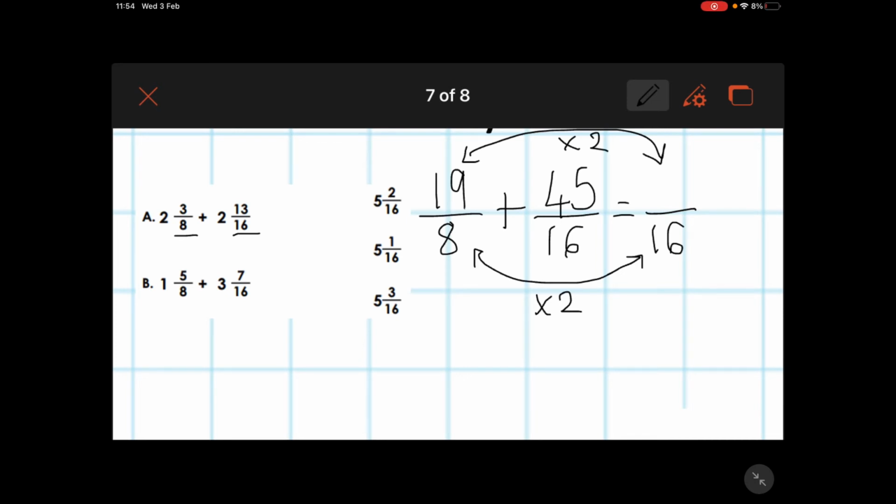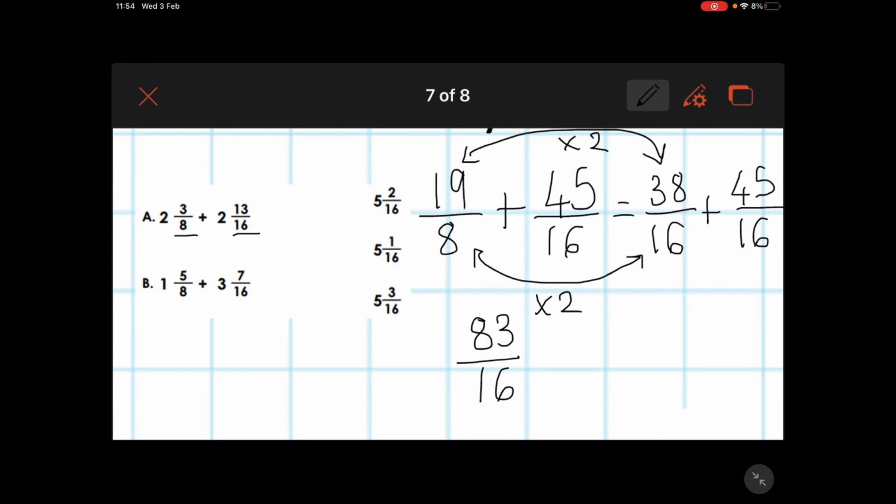19 times 2 is 38. And 45/16. Now if I go underneath again, because I've run out of room, 38 add 45, that is 83. 83/16.